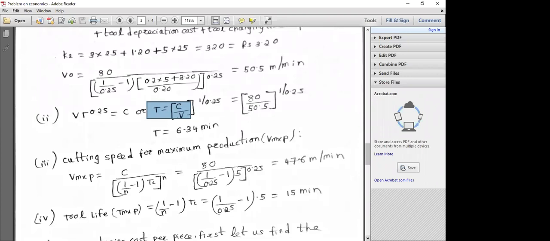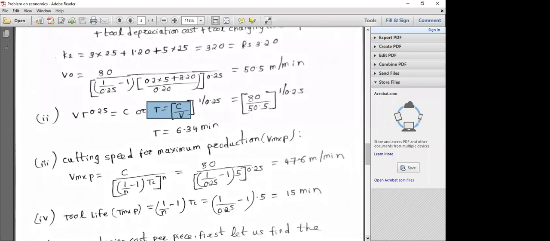For maximum production rate, you just try to observe the values for that particular T, the tool life. For minimum cost, you have got 6.34. And tool life for maximum production rate, you have got 15 minutes. So just try to see the values. Here it is 15 minutes.